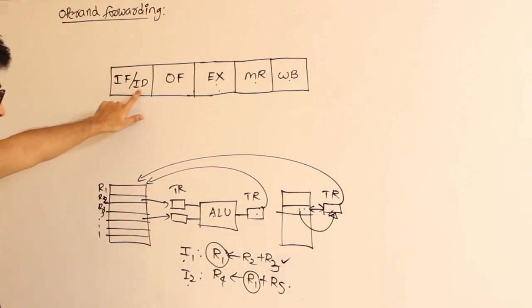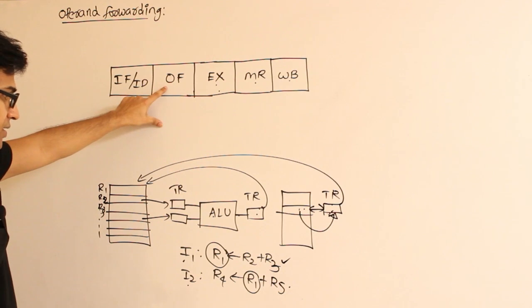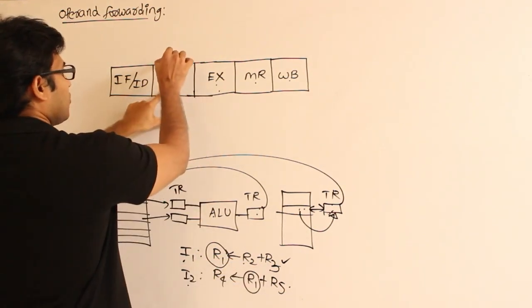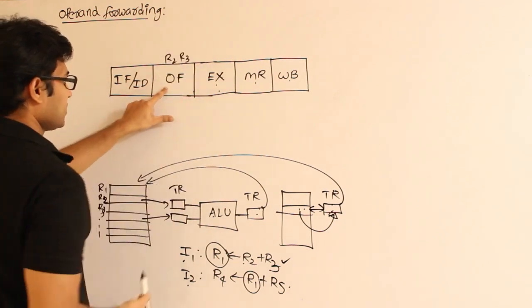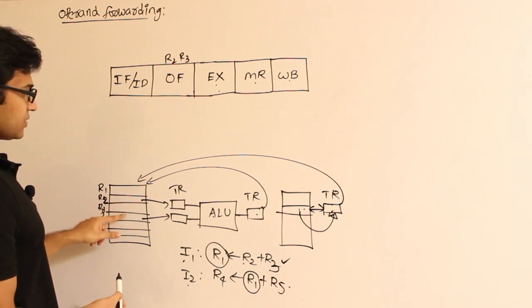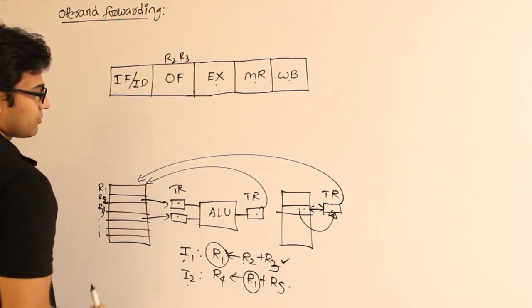Appropriately, control signals will be generated. Now in the operand fetch, R2 and R3 will be fetched, right? So where will they be fetched? They will be fetched from these two registers into these two, got it?